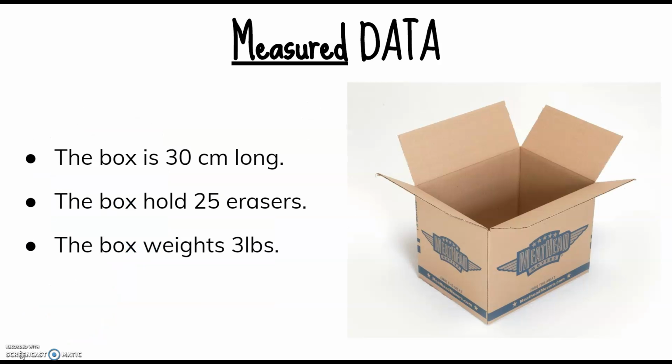If we want to show measured data of this box, we can tell that the box is 30 centimeters long. We would have to use a ruler to know that. We could know that this box holds 25 erasers. So if we put 25 erasers in there, they would all fit. Or the box weighs 3 pounds. We would have to weigh it on a scale to know that.